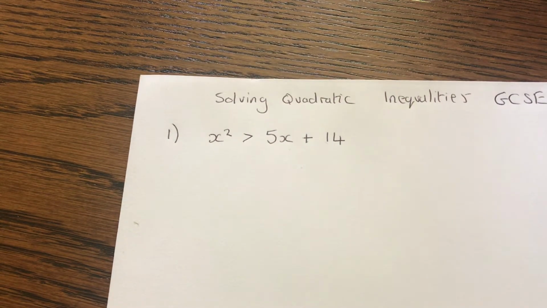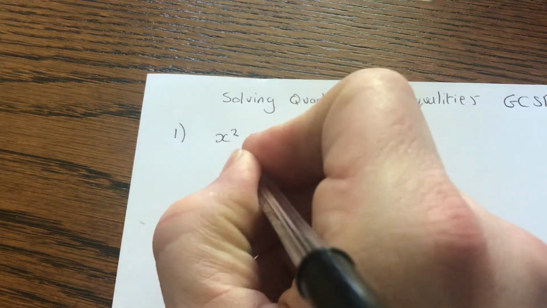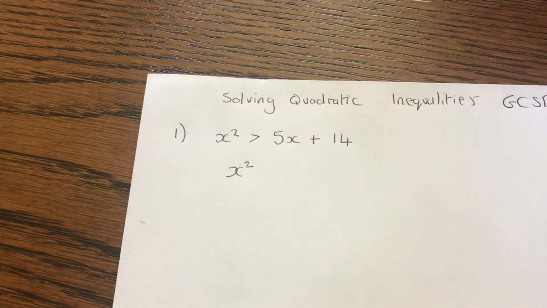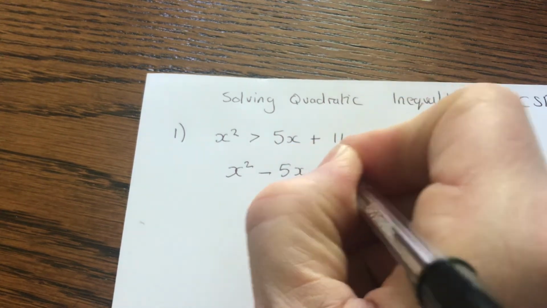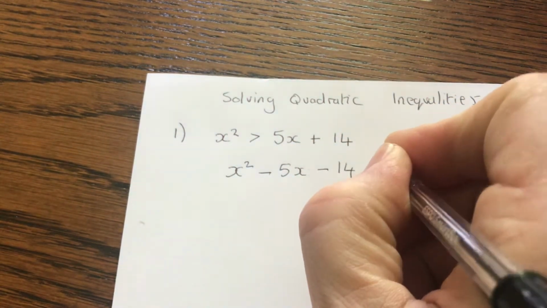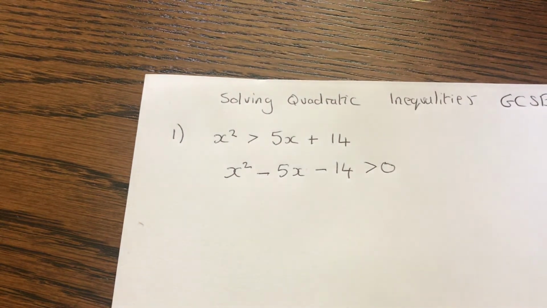Okay, let's try this. The first thing I would do is to put everything onto the left hand side. So x squared minus 5x minus 14 is greater than 0. Then we've got something that looks like a quadratic, and we often get these that we can factorise, and this one does factorise.